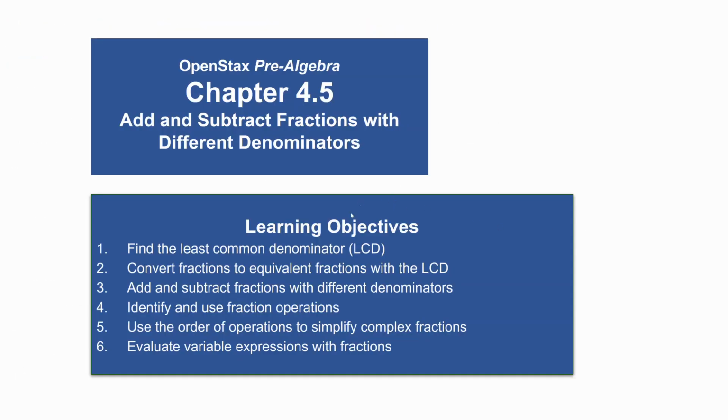Okay, so that completes our presentation. Again, we covered chapter 4.5, adding and subtracting fractions with different denominators. We looked at how to find common denominators and convert fractions that need to be converted to equivalent fractions with our least common denominator. We then looked at adding and subtracting fractions and different order of operation type problems.